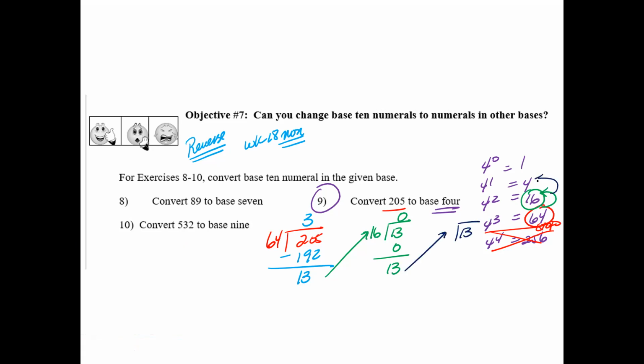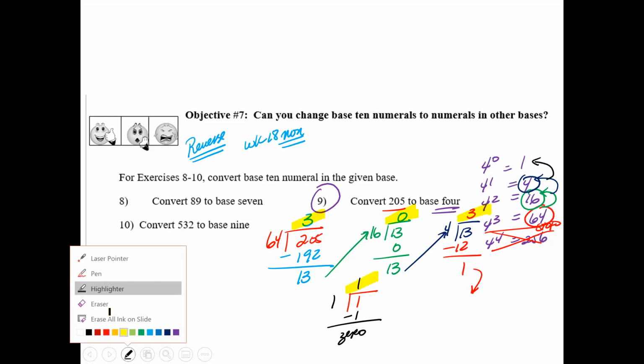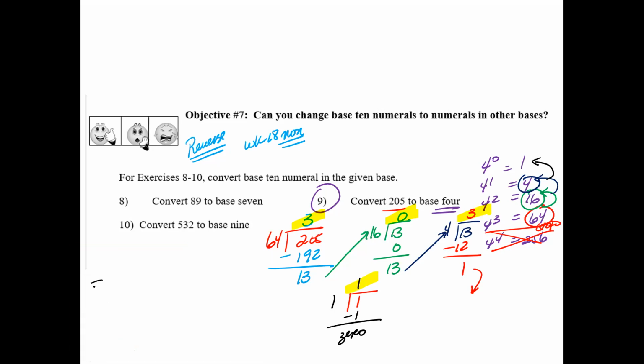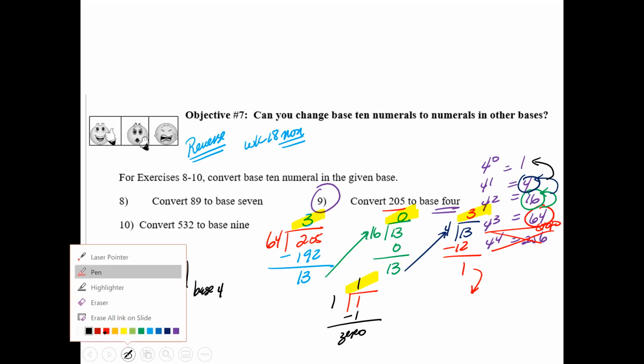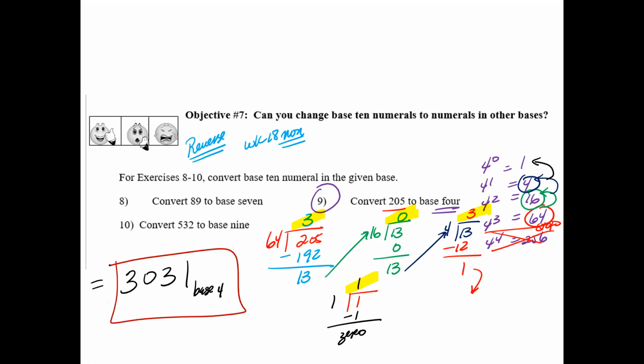What's the next number after 16? It's 4. And 4 goes into 13 three times, which gives me 12, and that leaves a 1. I repeat this one more time. The next number after 4 is 1. So 1 times 1 is 1, and your remainder is 0. So your answer is 4, 0, 3, and 1. You write down that number as 3031, and don't forget your base, which is 4. This is your answer right here.